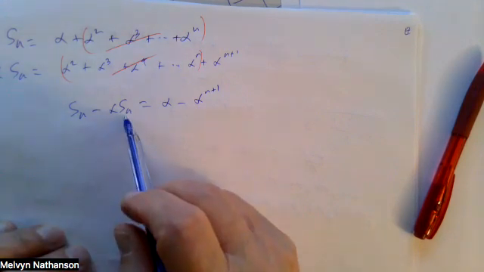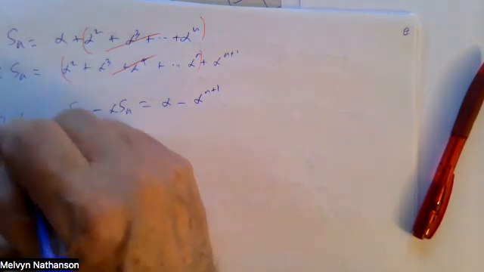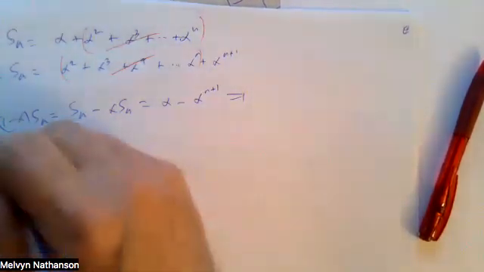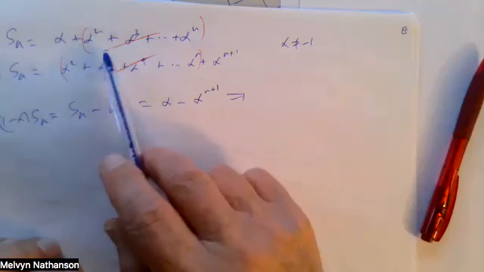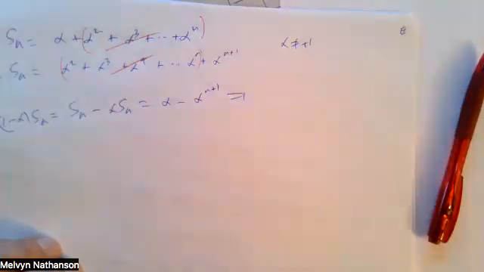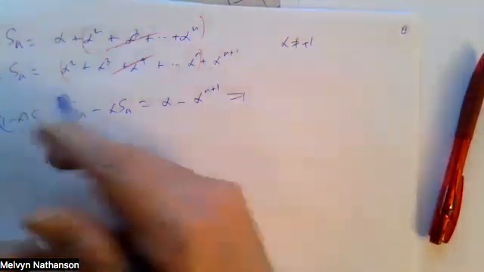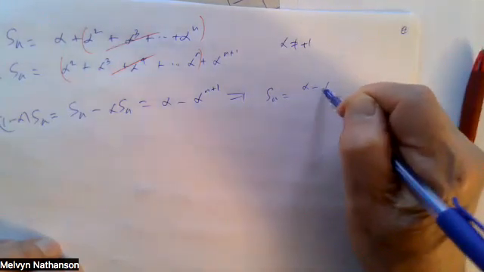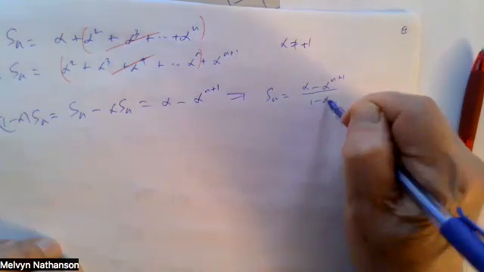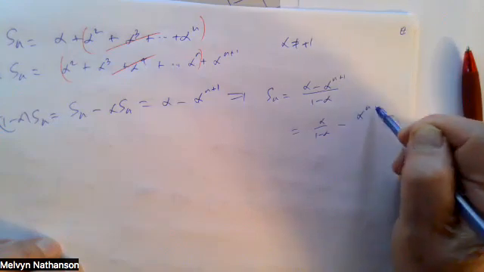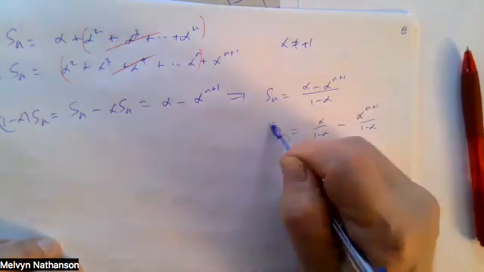And if I factor out the Sn from this, it is 1 minus alpha Sn. So for alpha different from 1, if alpha is 1, you're just adding 1 plus 1 plus 1, so we know that diverges. If alpha is not equal to 1, then I can divide by 1 minus alpha. I get Sn is alpha minus alpha to the n plus 1 over 1 minus alpha, which is alpha over 1 minus alpha to the n plus 1 over 1 minus alpha.